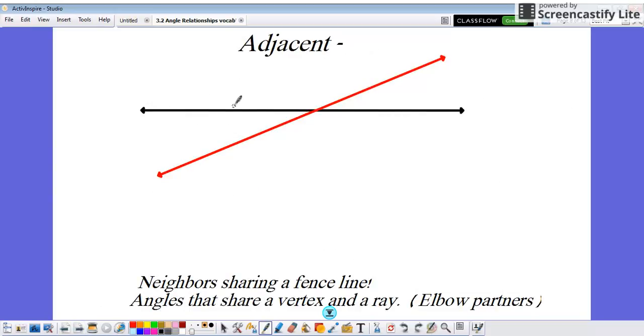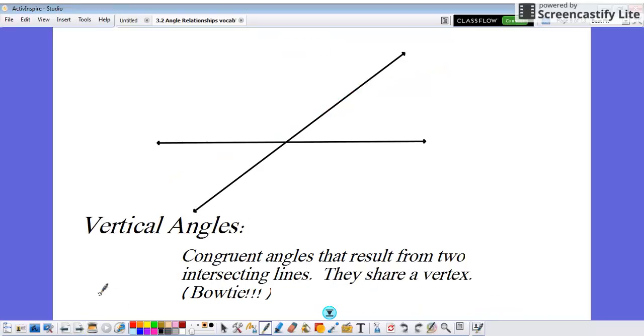Moving on. Adjacent. Adjacent means next door neighbors. Here's two houses. Their backyard shares a fence line. They are right next to each other. That means they are adjacent. I have here in the notes, elbow partners. If you're sitting in a classroom where you have someone who sits right next to you at your elbow, that could be your adjacent partner.